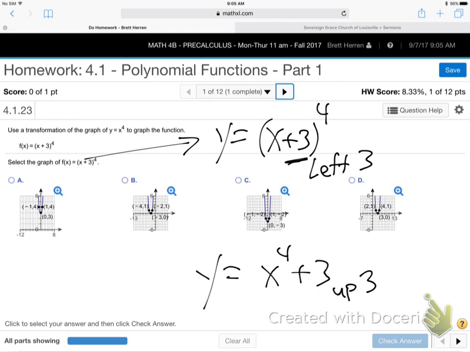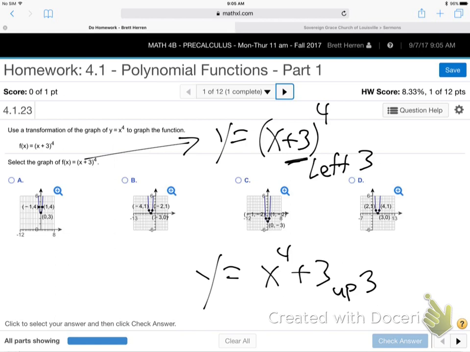Up 3, right? Because if it's out here, it's a y effector, outside of x's little world. It does an up-down kind of thing, positive being up, negative being down. Whereas if it's in the parentheses, if it's in x's little world, it's an x thing, a right-left kind of effect. And remember, x always does the opposite. Positive is actually left, and negative would be right. So you know all that.